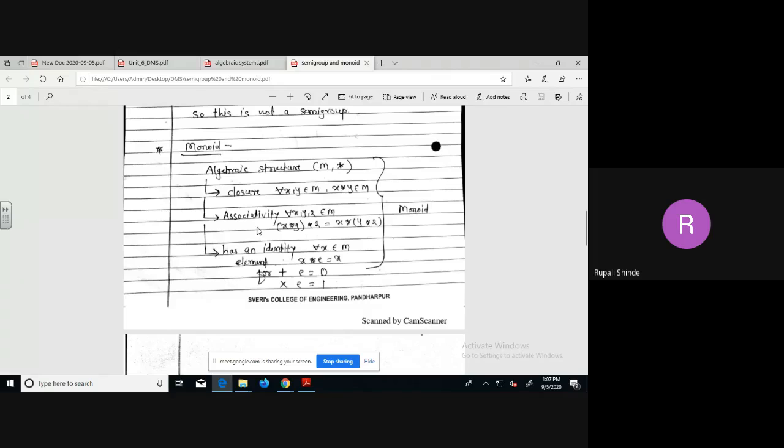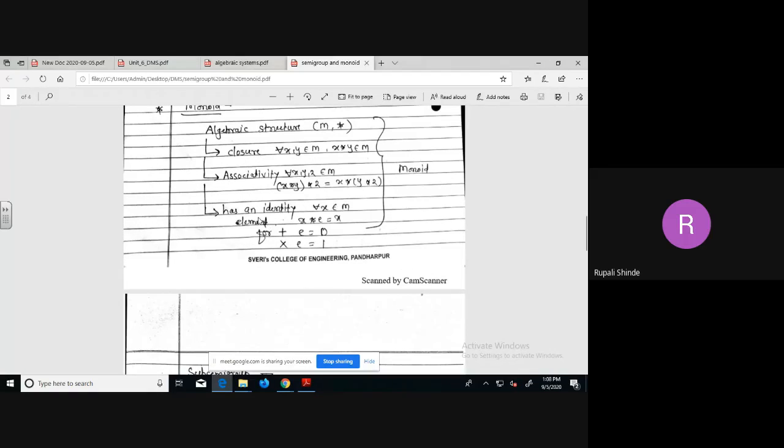Now second one is associativity. For this purpose we have taken three elements x, y, z. So for all x, y, z belongs to M, this should satisfy associativity property, like x star y star z equals x star in bracket y star z. This is the second property. Now the next, that is the last property, is for an identity element.